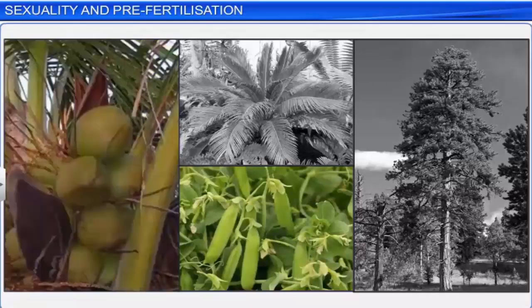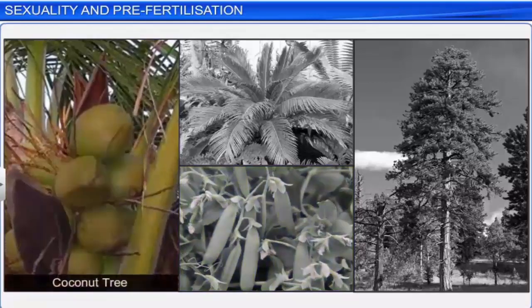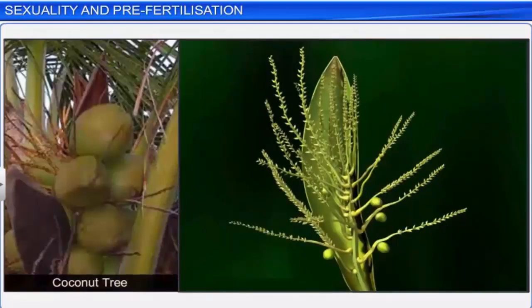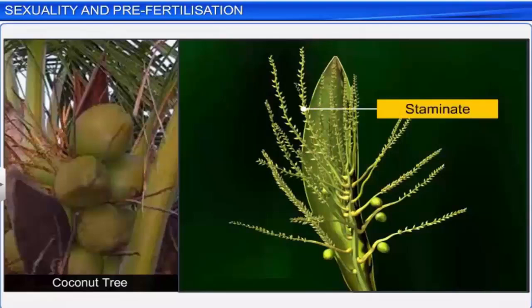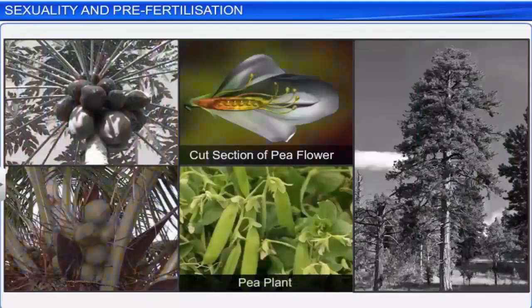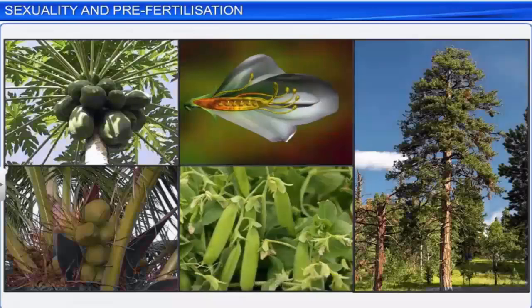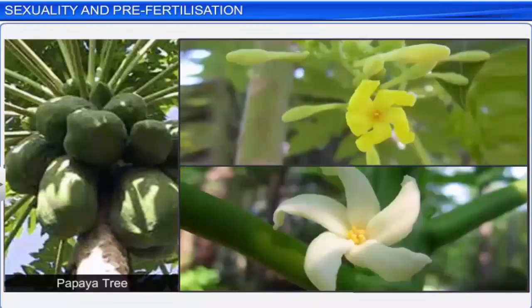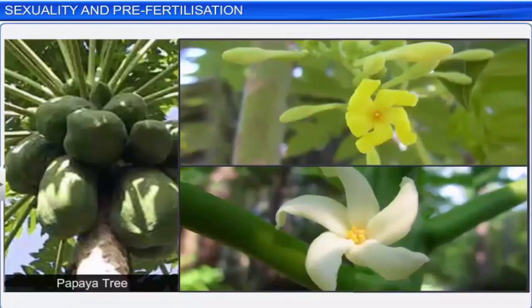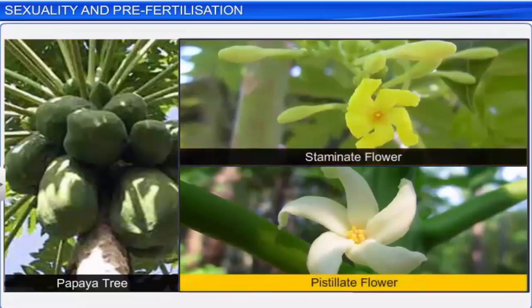Angiosperms too comprise a variety of monoecious and dioecious plants. For instance, the coconut tree is considered a monoecious plant, where a single tree bears the staminate, the stamen-bearing unisexual male flower, and the pistillate, the female flower bearing the pistils. Even the pea plant is a monoecious plant, as both the stamen and pistil are present on the same flower. Papaya, on the contrary, is a dioecious plant that bears staminate and pistillate flowers on different trees.